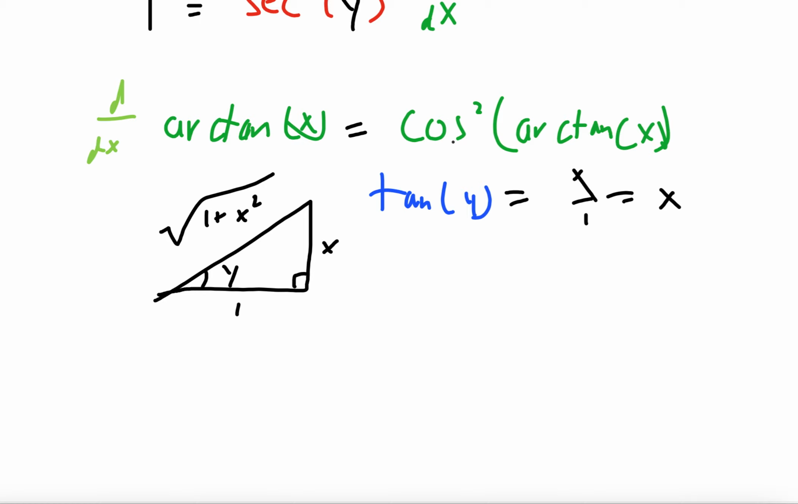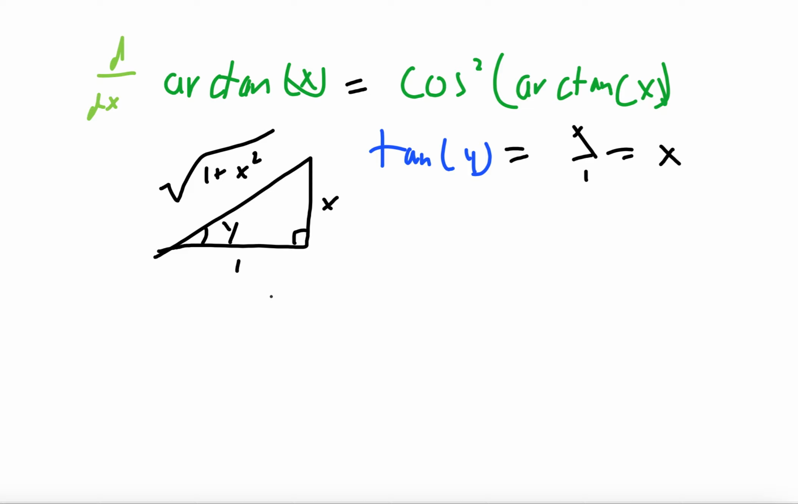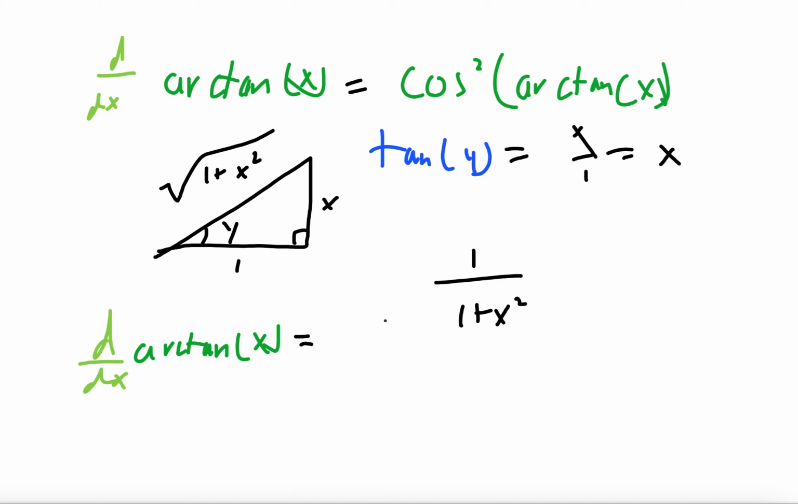And so when we take the cosine squared of arctan of x, what do we get? Well, the adjacent is 1, and the hypotenuse is root 1 plus x squared, but we square that. So we get 1 over 1 plus x squared. And ladies and gentlemen, that means that the derivative with respect to x of arctan of x is equal to 1 over 1 plus x squared. And that's very cool. That's a very nice expression. 1 over 1 plus x squared is not a very difficult function to understand or even graph.